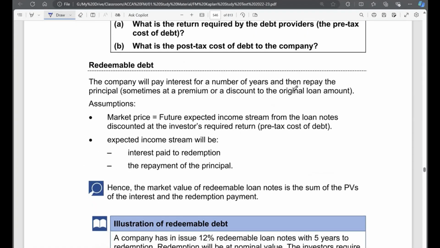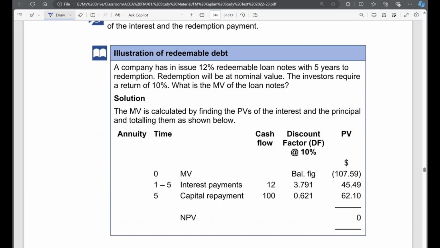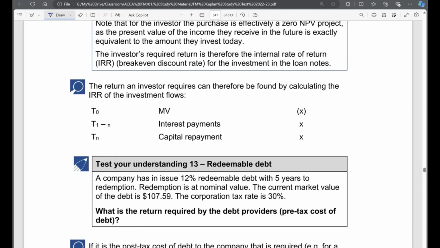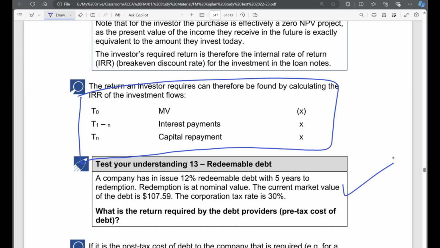So for redeemable debt, as I said, take three things: market price, interest payment, and redemption value, and find the zero NPV. A zero NPV is the NPV where you find the IRR. So just simply you can do it by using the IRR. So we have to take these three cash flows. Please try this question.